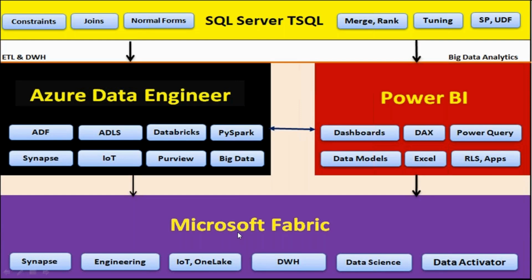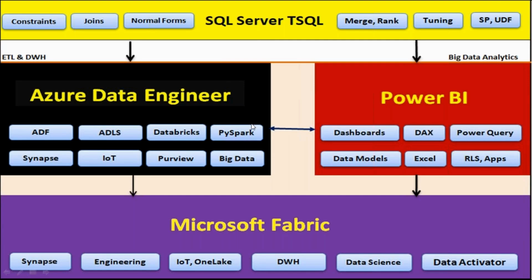Separate module and separate components all together. We are into the black box. So to step into the black box, make sure we are fine with the yellow box concepts: constraints, joins, normal forms in SQL Server. Merge, rank, basic tuning should be fine, indexes, procedures and functions.